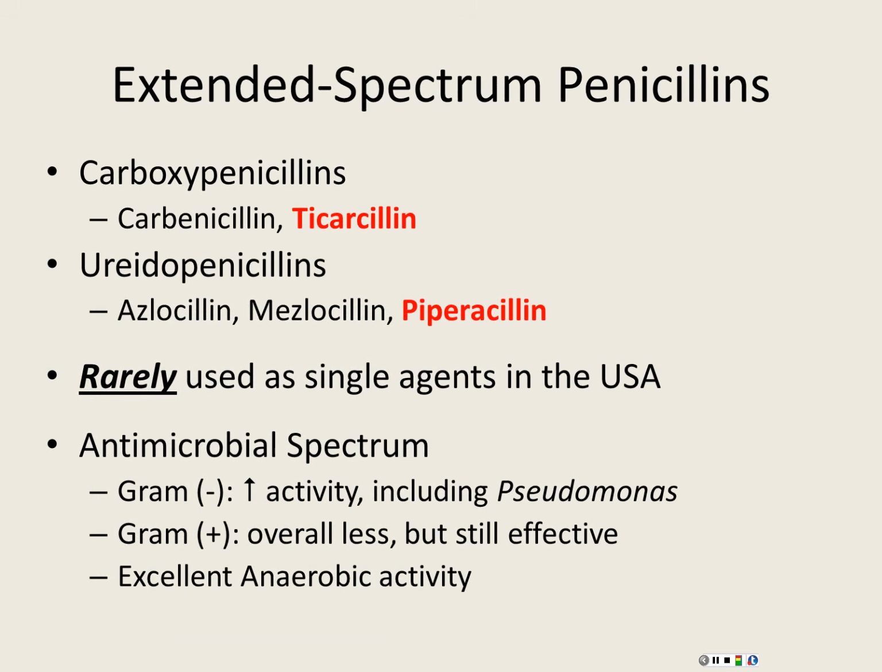Well, we've got the carboxypenicillins and the ureidopenicillins, and those are the extended spectrum penicillins, with the most famous agents being ticarcillin and piperacillin. And I'm really not going to talk about these agents alone because they're rarely ever used alone in the U.S. as monotherapy. We almost always see ticarcillin combined with clavulanic acid, and piperacillin almost always combined with tazobactam. However, these drugs are available as single agents in the U.S.